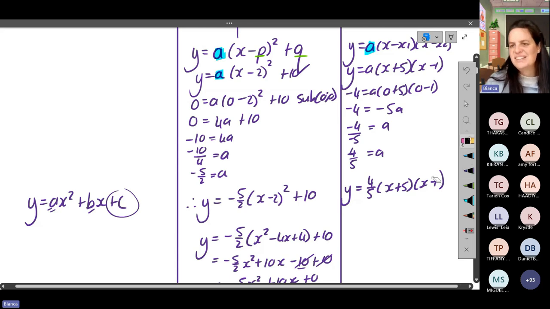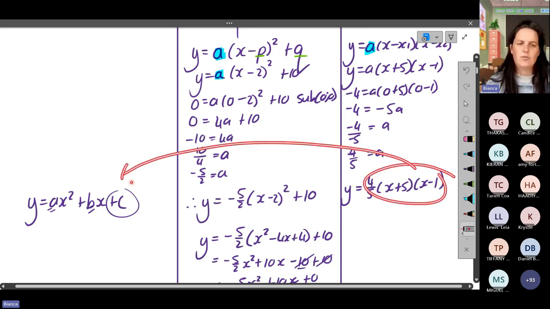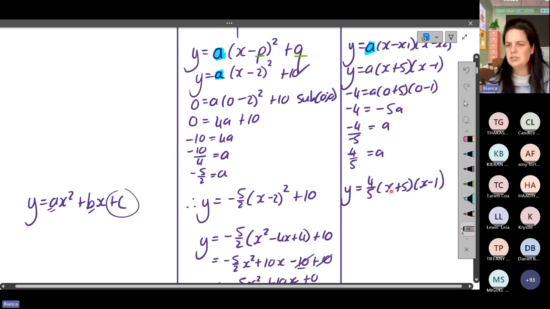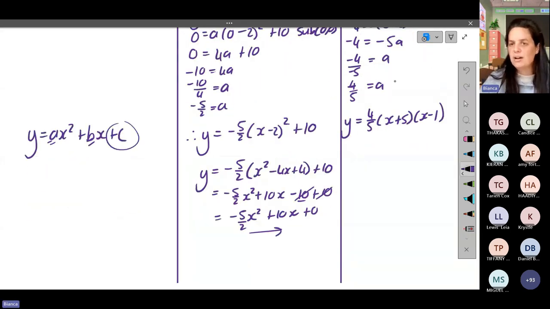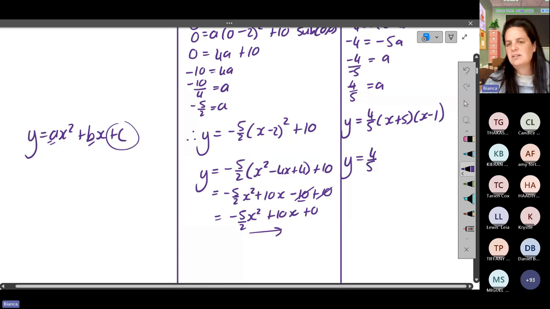We can do it. Okay, x minus 1. How do I get this formula over here to look like that formula over there? What do I need to do to it? Just times out. Okay, so this is your working out. And then to get to your final step, to get the formula looking like that formula, you just times out. Okay, so we have x squared minus x plus 5x minus 5.